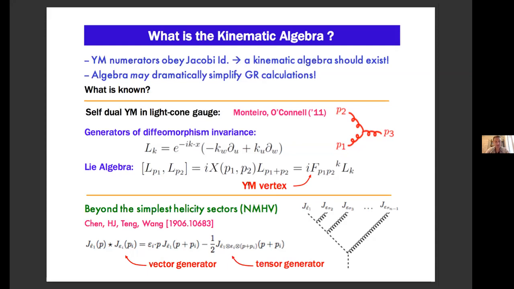And well, it looks very much like a Lie algebra. Well, maybe in the strict mathematical sense it's not a Lie algebra because it's not a finite number of generators. It's an infinite number of generators because they're labeled by momenta. But as a physicist, I would be happy to call it a Lie algebra.